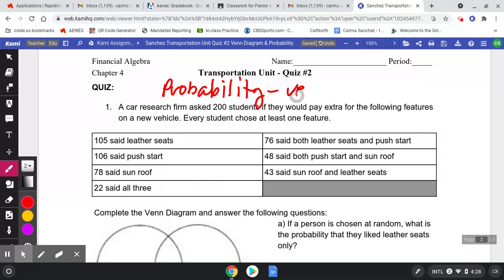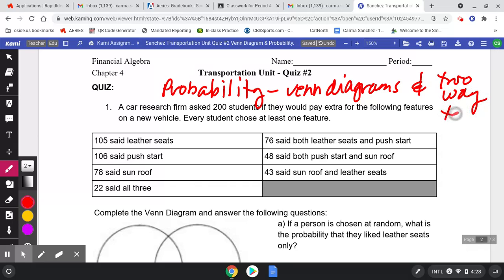And more specifically, Venn diagrams. And then there's one two-way table. So your test this coming Thursday, Friday is going to have both these topics on there.